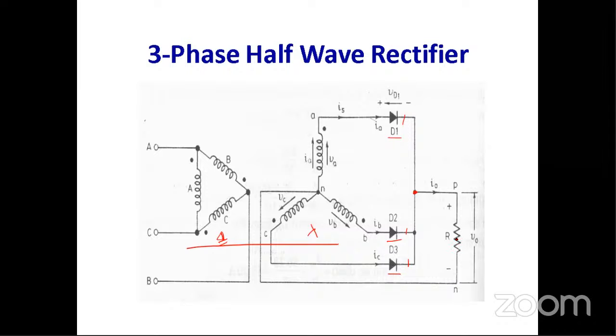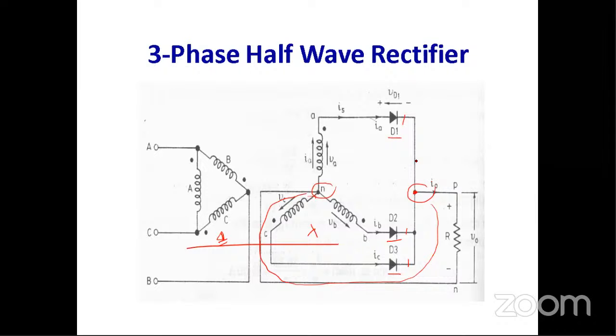The neutral is used to complete the path for load current. In this way, the current flowing through the load completes its path through the neutral. As the cathodes are connected at a common point, this circuit is also called the common cathode circuit for the three phase half wave rectifier.